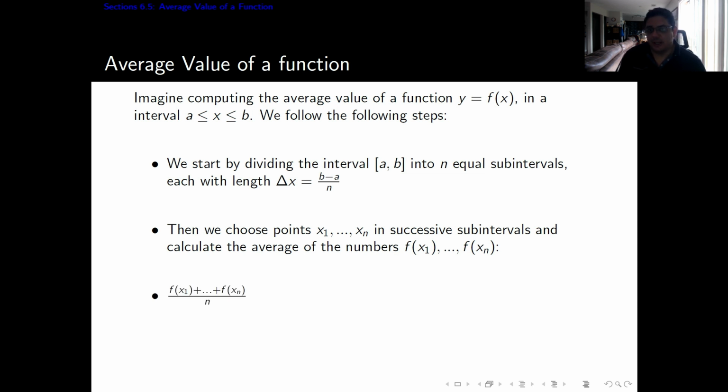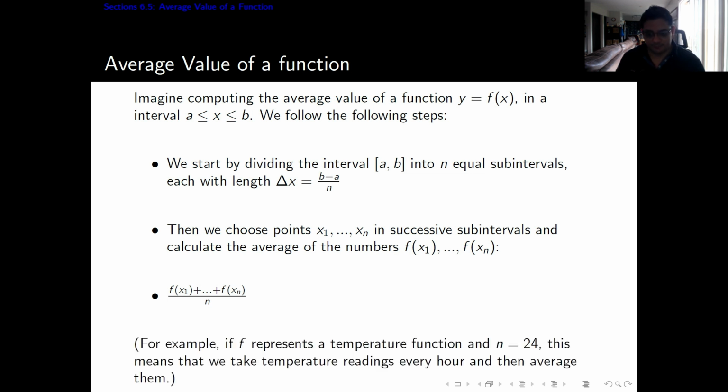So normally, how do you do an average? Well, you take the sum of the numbers that you want to average, and you divide by the number of values that you have. So in this case, because we have n values, we're going to divide by n. We sum from f of x1 up to f of xn, and we divide by n.